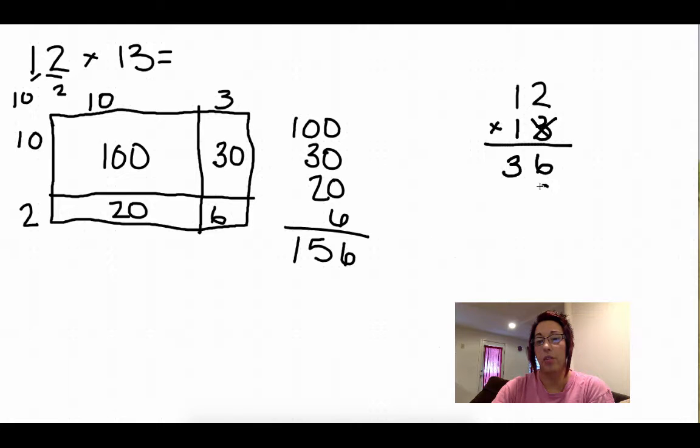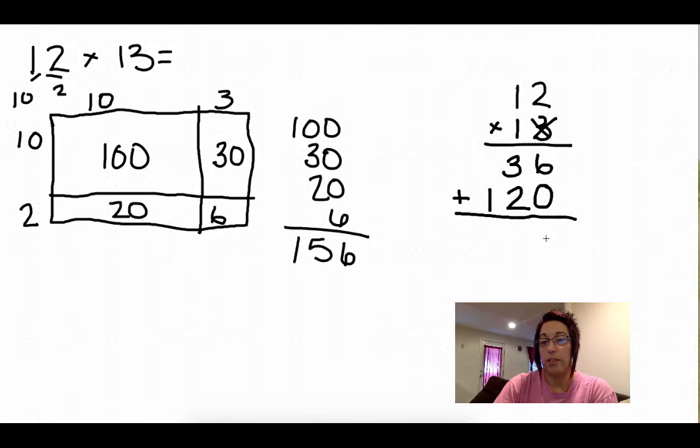Cross our 3 out. We go to the second row and start with a 0. 10 times 2 ones is 20. So a 2 goes in the tens place. 10 times 10 is 100. So a 1 goes in the hundreds place. We draw our line. We add them together. 6 plus 0 is 6. 3 plus 2 is 5. And nothing up here, so we bring our 1 straight down. We get 156.